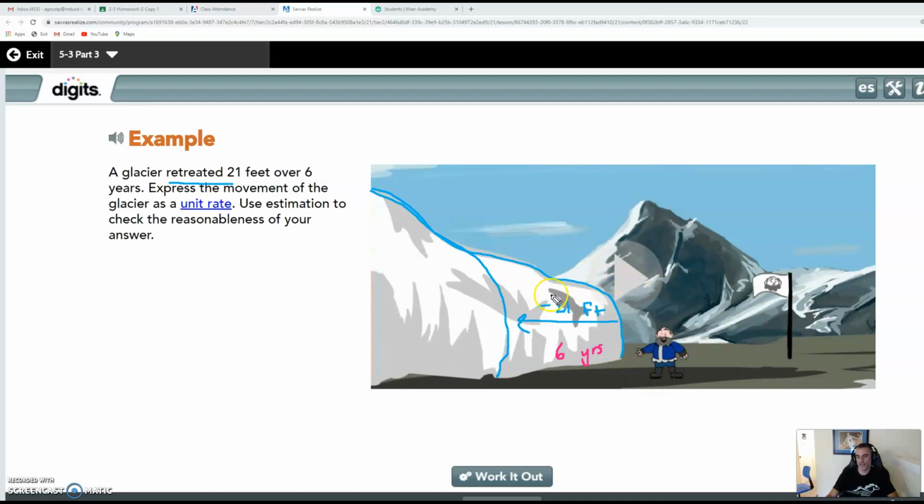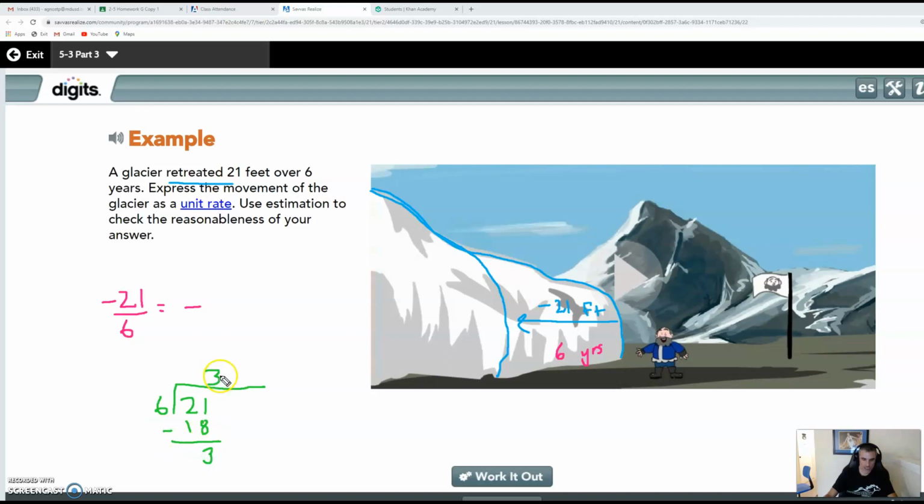So if I want to find the unit rate here, I just say, okay, we lost 21 feet in 6 years, let's just divide by 6, and that'll tell us how many in 1 year. So I'm just going to do negative 21 divided by 6. For this type of question, I think they're going to want you to do a mixed number as your answer. So I know my answer is going to be negative. So let's just do 21 divided by 6, and then we'll make the answer negative. 6 goes into 21 3 times. 3 times 6 is 18.